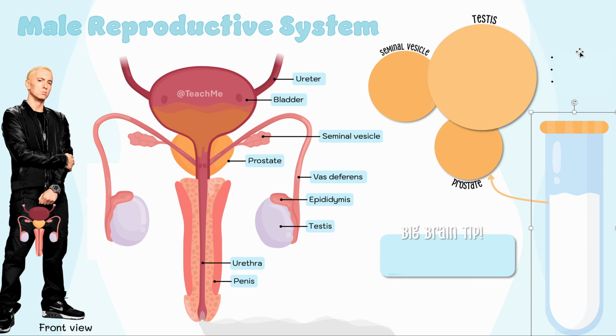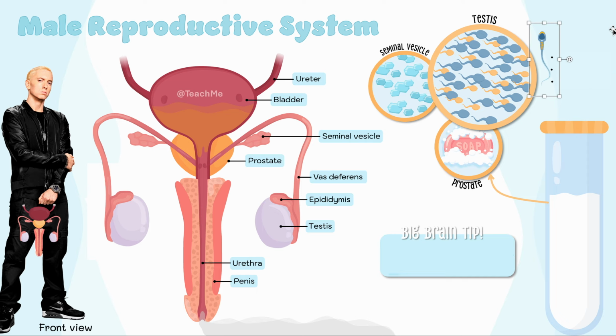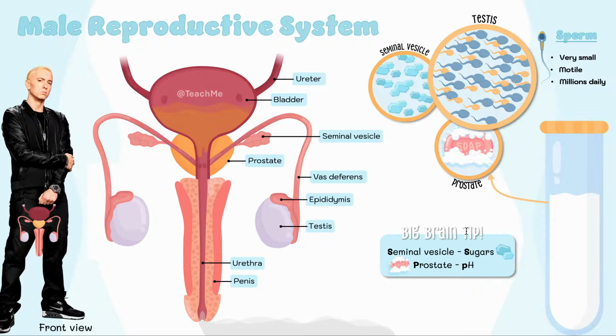Now, I want to stress one more thing here regarding sperm. Sperm, you should know, of course, looks a little bit like this, and there are three key properties that I want you to be aware of. Sperm are super tiny, and they are motile cells. They're able to move thanks to the little tail here called the flagella, and there are millions and millions of them made daily inside the testes. Just for you guys, here we have a big brain tip.